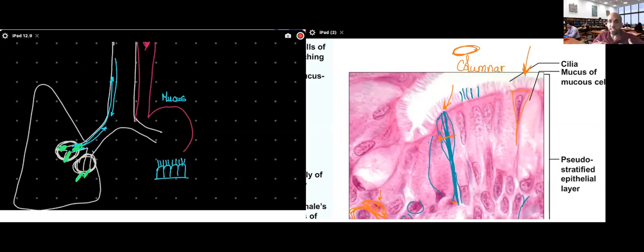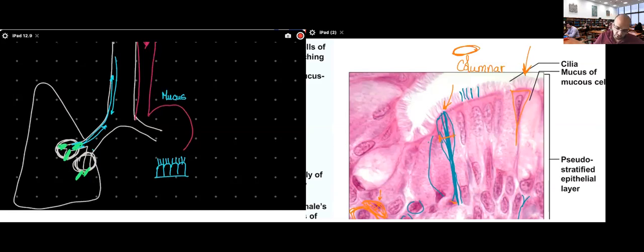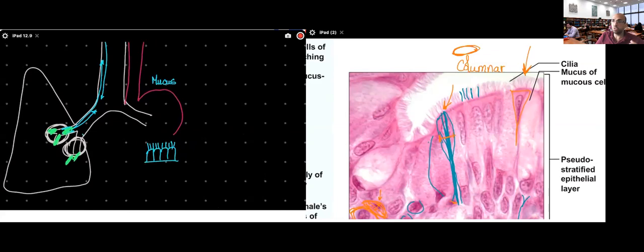So how would I get rid of this mucus that keeps accumulating? And would it be accumulating forever? No, it will be accumulating until it blocks a certain airway. And as it blocks a certain airway, this initiates a reflex, causing a person to cough.